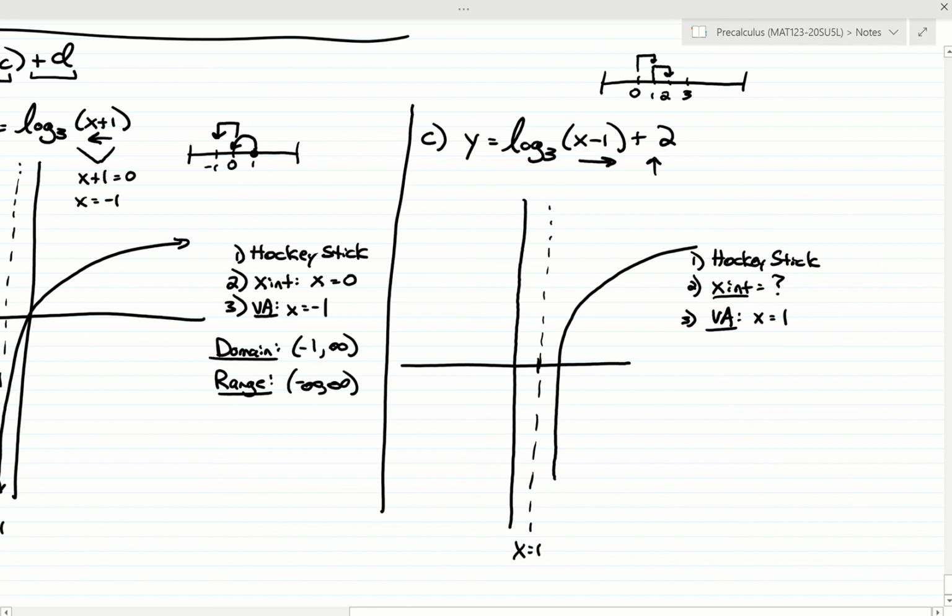But our vertical asymptote is still 1. We moved it to the right one, so normally it's at 0. And that's what the graph would look like. Right? So we moved it to the right one and then up 2.